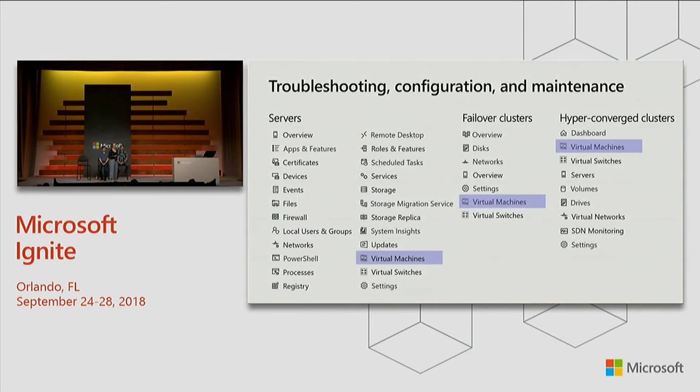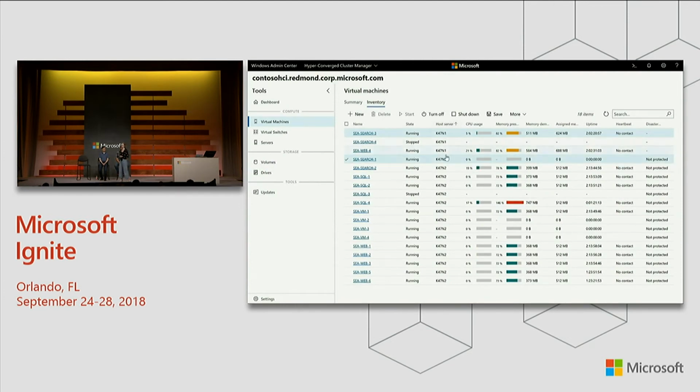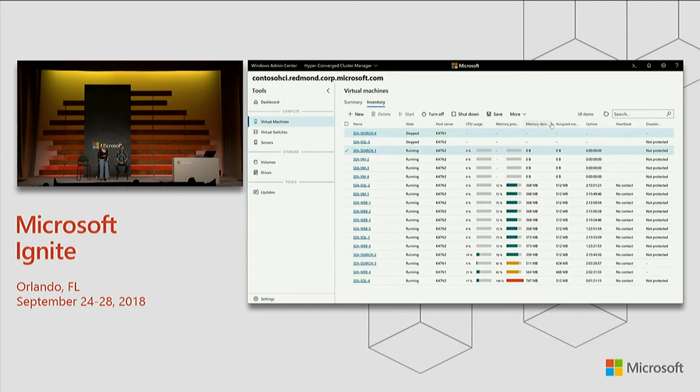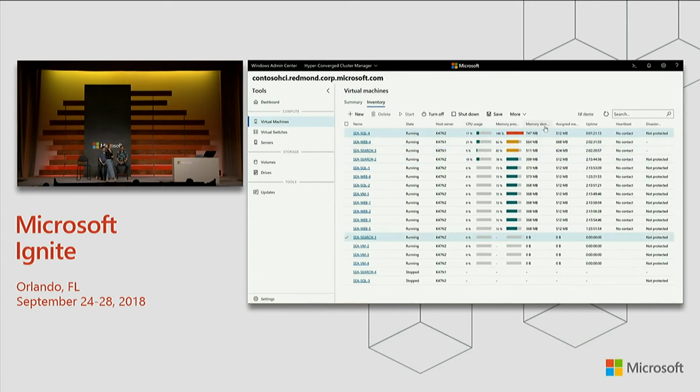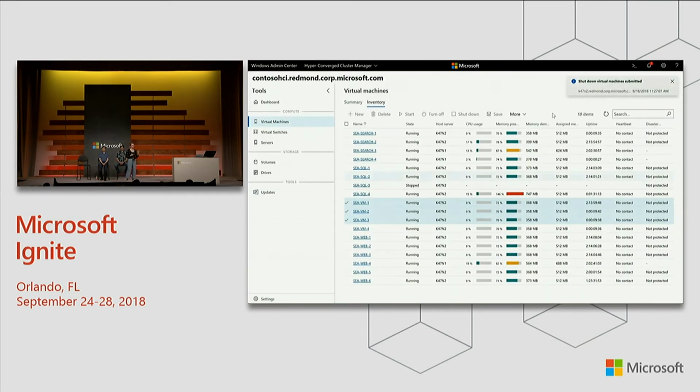And then virtual machines. So wherever the Hyper-V tool is installed, whether that's on a standalone server, in a cluster, or a hyper-converged cluster, I'll see the virtual machines tool. And so if I connect to a cluster, I'll be able to see which server the virtual machines are running on. I can sort by CPU usage or memory demand so that I can easily see the resources my VMs are using. I can do simple tasks like starting and stopping VMs. I can even multi-select multiple VMs and then perform operations against multiple VMs.